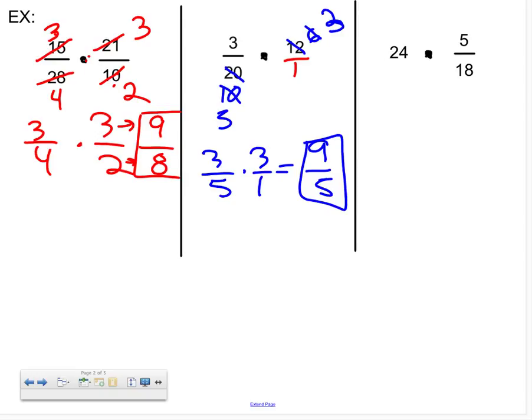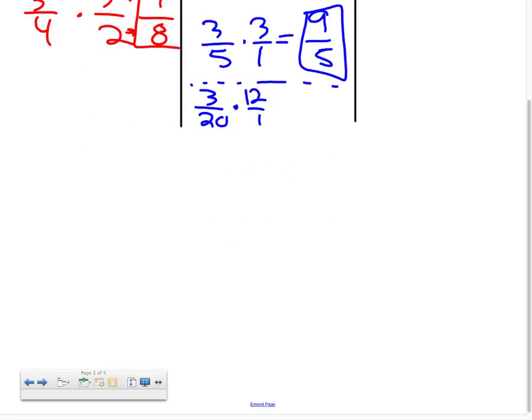Now, just to show you it could work without canceling, I'm going to try something here. I'm going to rewrite this as the exact same original problem. 3 over 20 times 12 over 1. Give myself some space here. If I didn't cancel, here's what would happen. 3 times 12 is 36. 20 times 1 is 20. And then I'd have to look at this fraction and say, what can I divide 36 and 20 by to simplify it? Well, if I divide the top by 4 and the bottom by 4, I get back to being 9/5 as well.